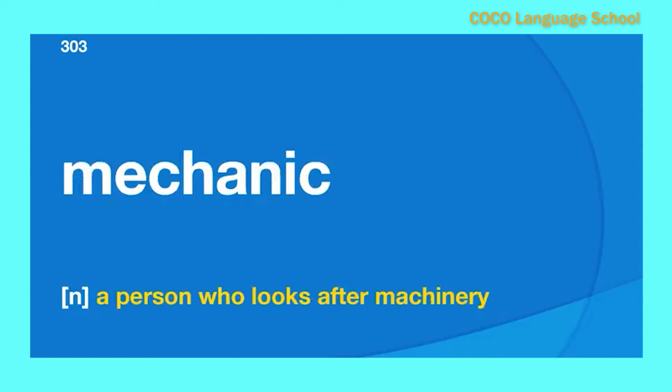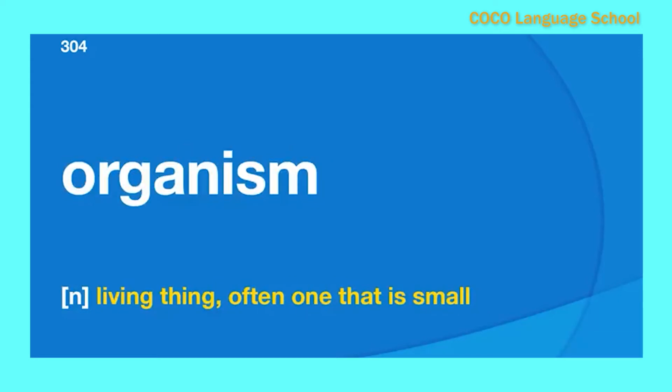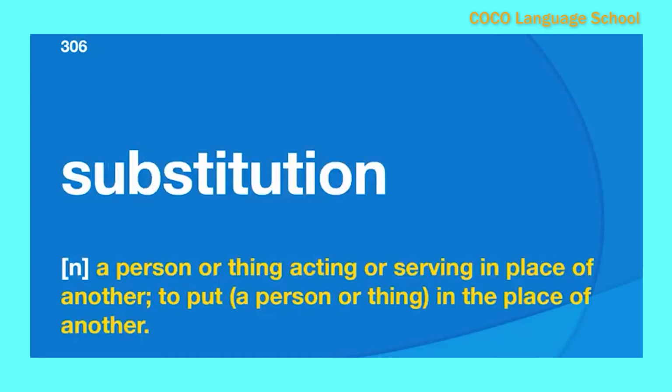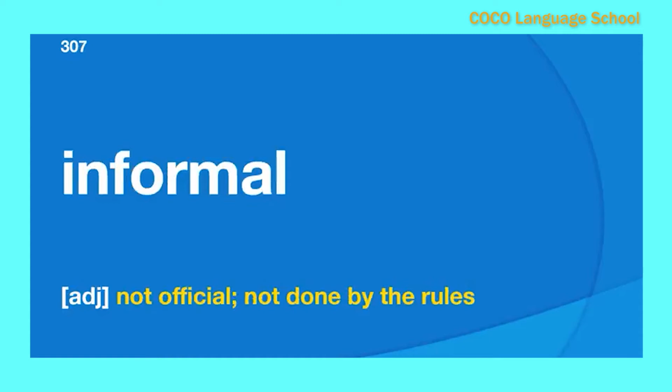A person who looks after machinery. Mechanic. Living thing, often one that is small. Organism. A 3D spiral shape. Helix. A person or thing acting or serving in place of another, to put in the place of another. Substitution. Not official, not done by the rules. Informal.